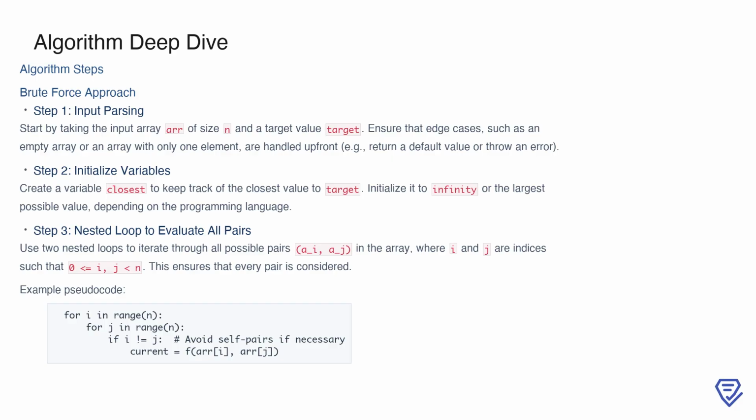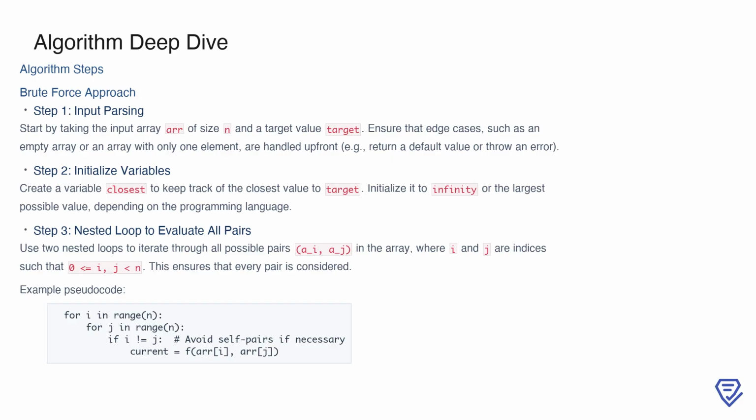Once input parsing is complete, we initialize a variable called closest, which will store the value closest to the target as we process the array. This variable is typically initialized to infinity or the largest possible value, depending on the programming language, to ensure any valid calculation will be closer than the initial value.